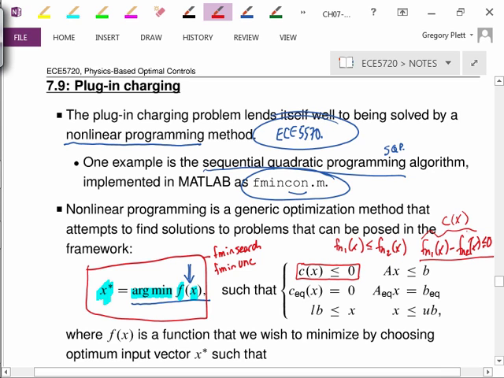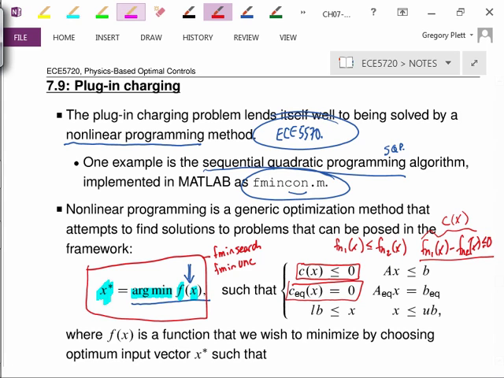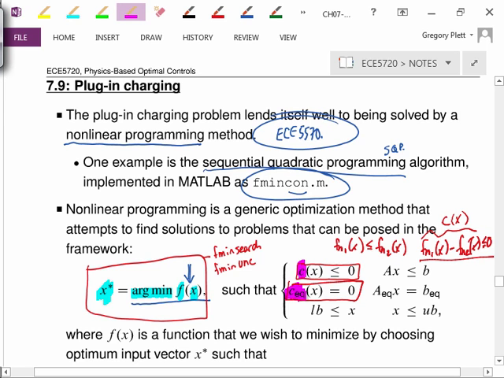It's possible that we also have some equality nonlinear constraints, so we say that the solution has to satisfy some nonlinear function of x exactly. So we give fmincon the c function, and we give it the c equality function also, both of those being nonlinear. In some cases, it could be that we have linear constraints.